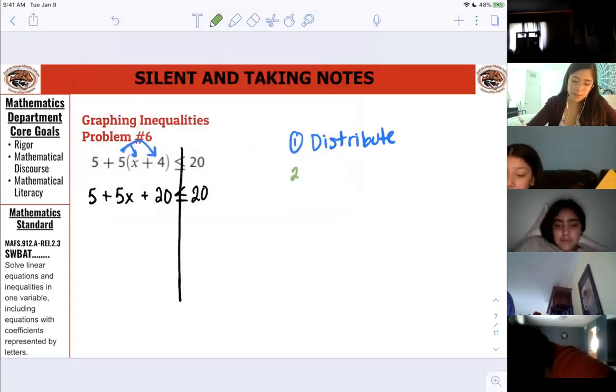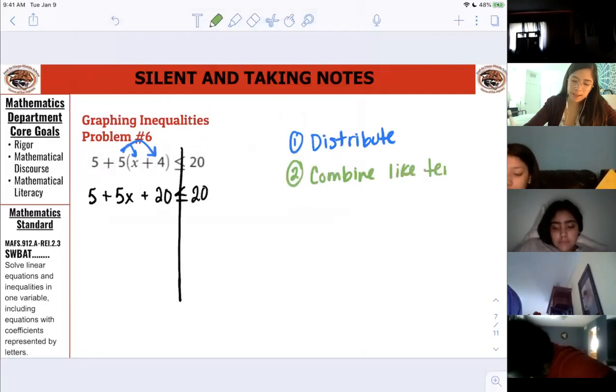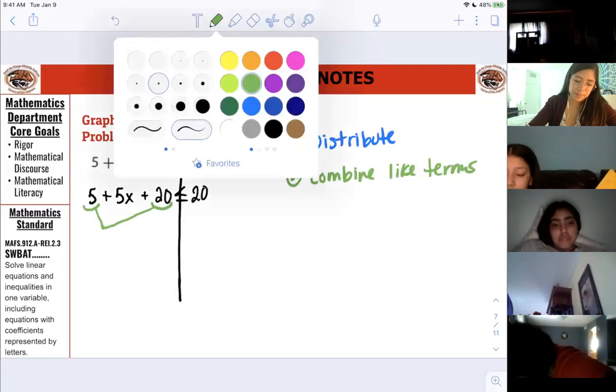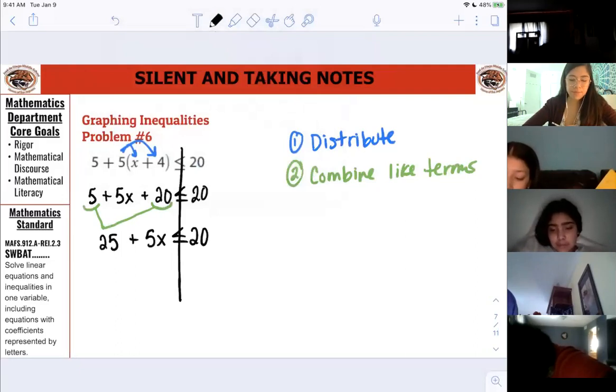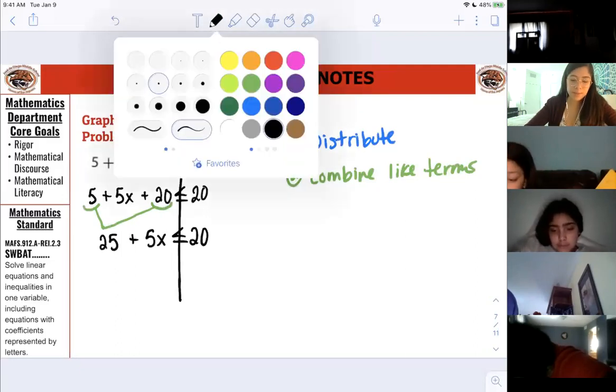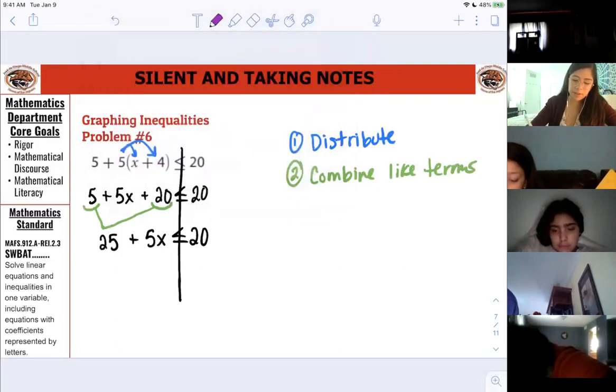Step 2, what should I do? Look carefully. Combine like terms. You got it. Good job. We're going to combine like terms. Which terms are my like terms? 20 and 5, because they do not have a variable. So 20 plus 5, 25. I bring down my 5x. I bring everything down. Make sure when you're combining like terms, they either both have a variable or they both don't have a variable.